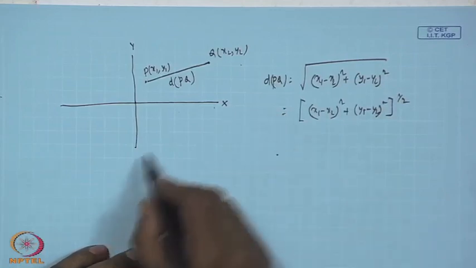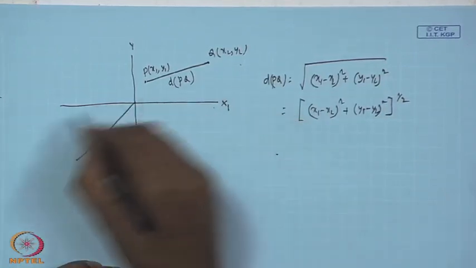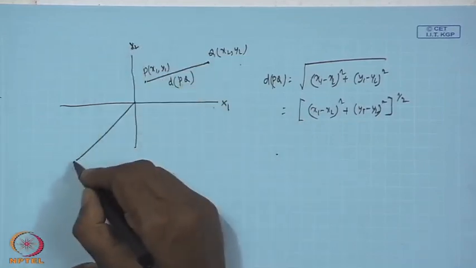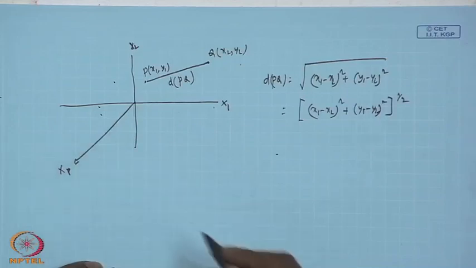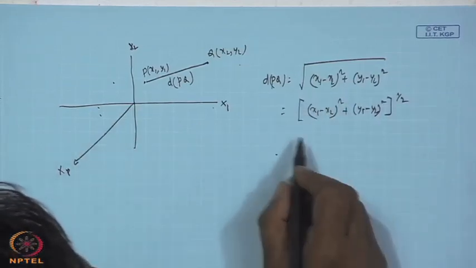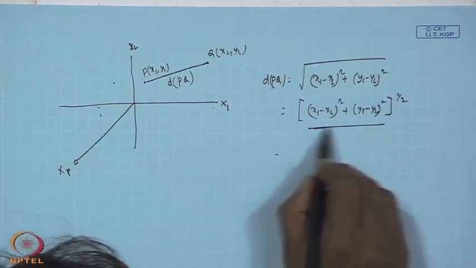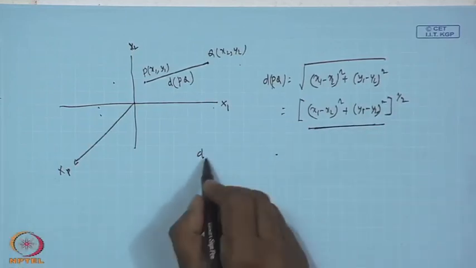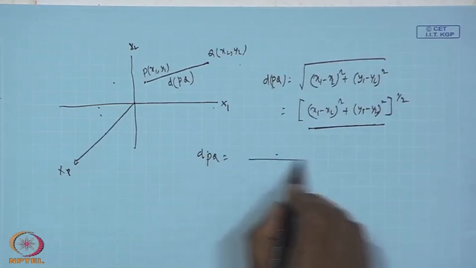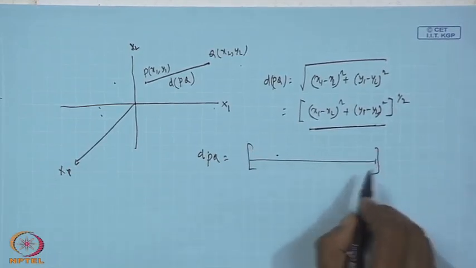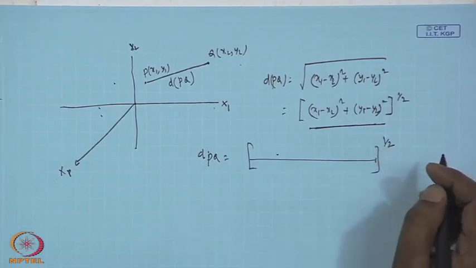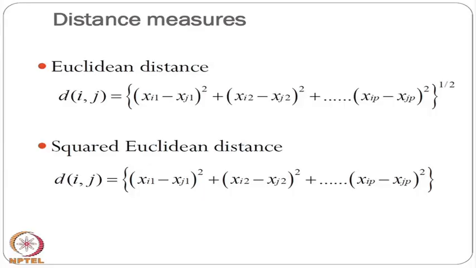Suppose there are many more dimensions, x1, x2 up to xp, different dimensions are there. Then dpq will be extended to p dimensions, that to the power half. So here you see what I have given, dij equals xi1 minus xj1, xi2 minus xj2, like this up to xip, squared, and this is your Euclidean distance.